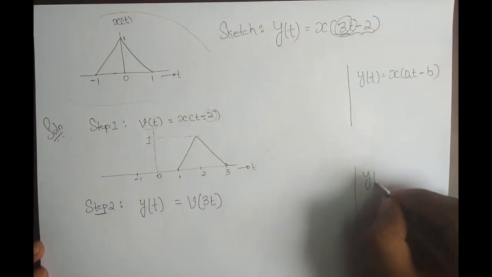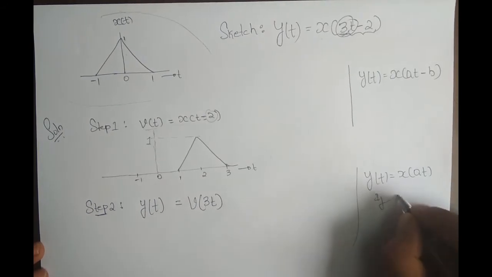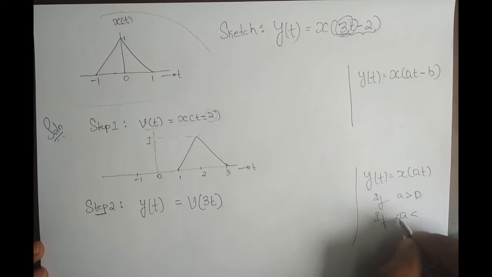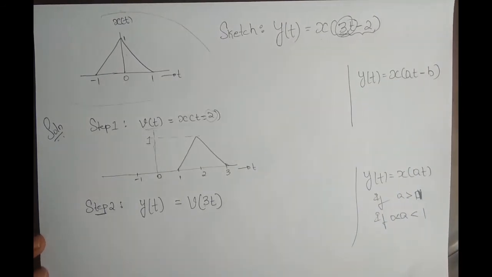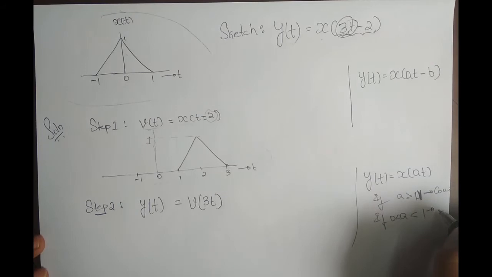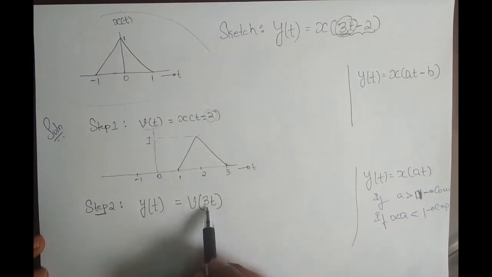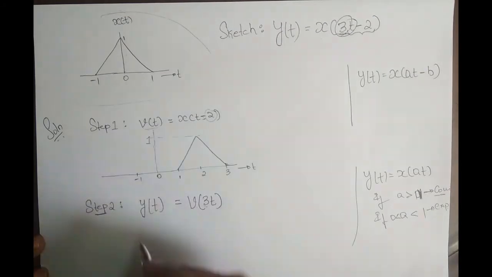This is of the form y of t is equal to x of a into t. If a is greater than 1, it is a compressed version. If a is in between 0 and 1, it is an expanded version. Now what is the value of a here? a is 3, which is greater than 1, so it is a compressed version. Now how do I perform this compression of the signal v of t?